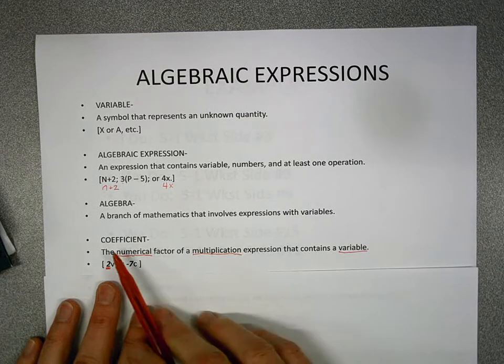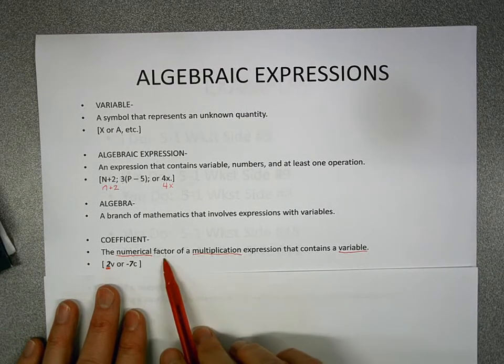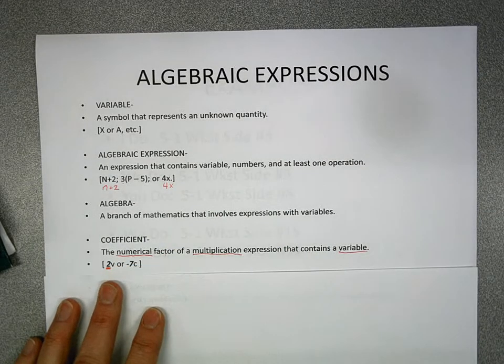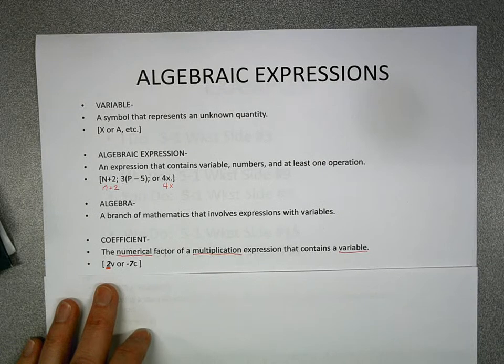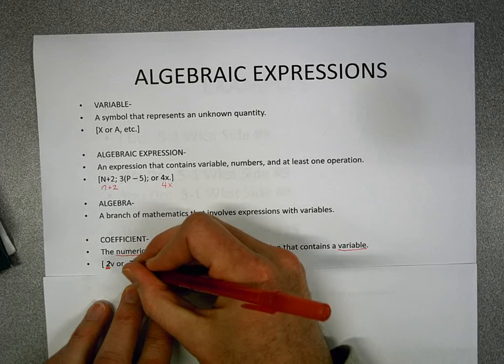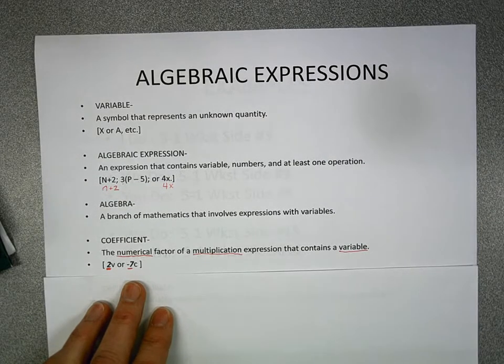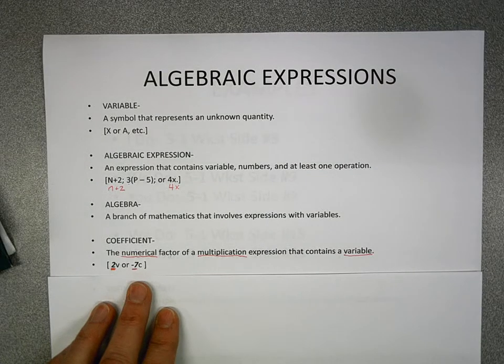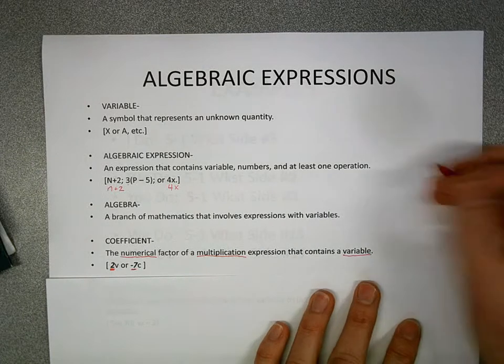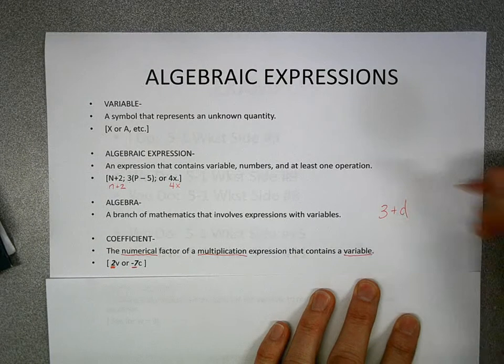The coefficient, you take a look, it says it's the numerical factor. It is the number when you have a number multiplied with a variable. Notice how it's always up front. Negative 7c, underline the negative 7. That's the coefficient. Thank you, those of you that are still writing this down. So what if I take something like this? Here we go. Ladies and gentlemen, what is the coefficient?